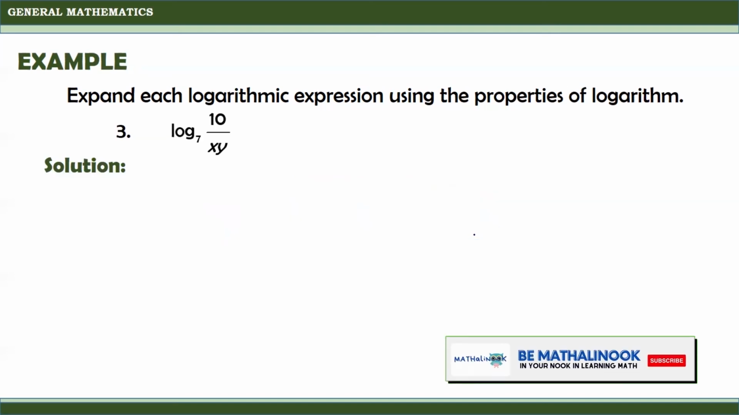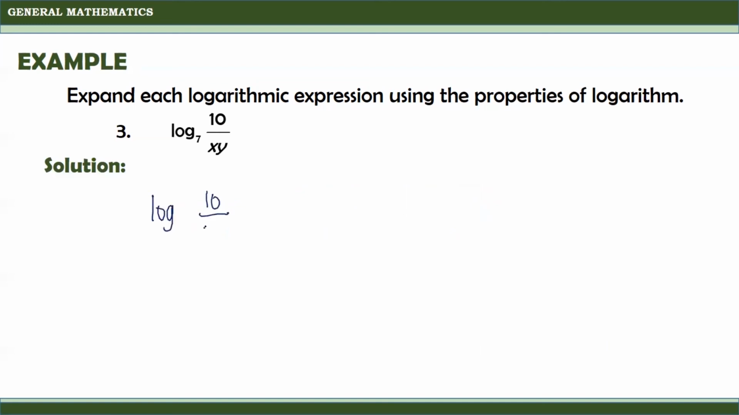And finally, for the last one, we have the logarithm of 10 over xy to the base 7. Since this is division, using property number 2, we will expand it by subtracting the two logarithmic expressions: logarithm of 10 to the base 7 minus the logarithm of xy to the base 7.